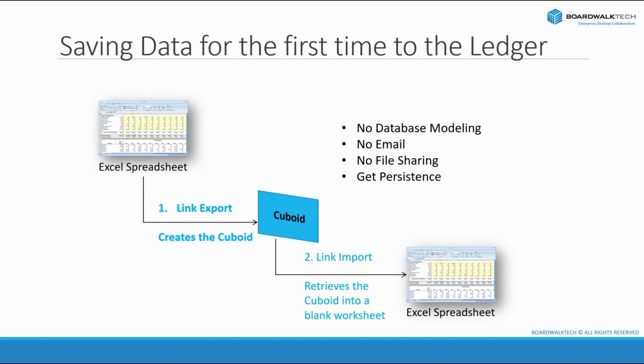When there is a need to reference the same cuboid or one that has already been created through another spreadsheet, the link import function comes into play. This function retrieves the most recent data from the cuboid, along with the associated coordinates, and populates it into a blank sheet, facilitating seamless data integration across different parts of the ledger.